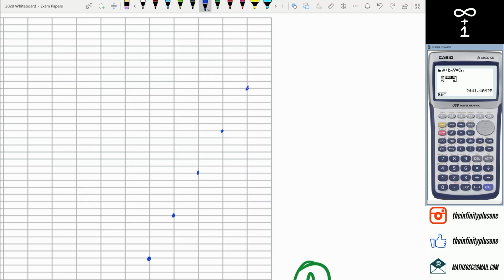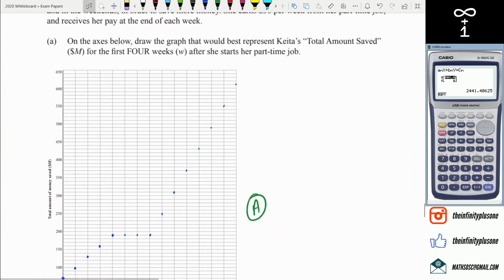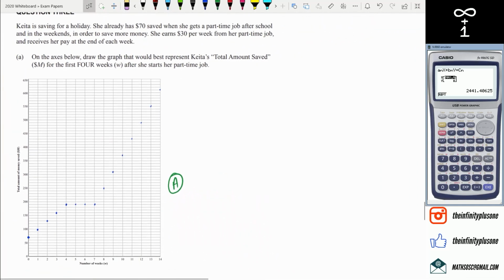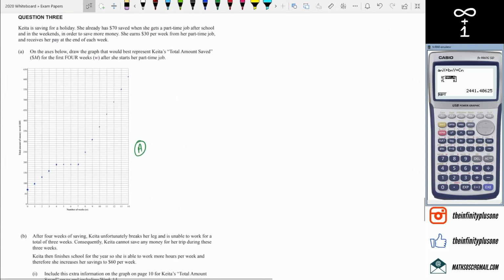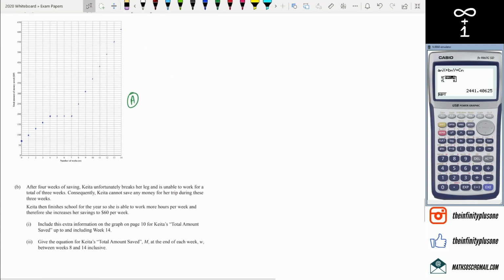1, 2, 3, 4, 5, 6. A good idea is to have a ruler and draw it, but as I said, it's a little bit more challenging to do with a stylus and a tablet.